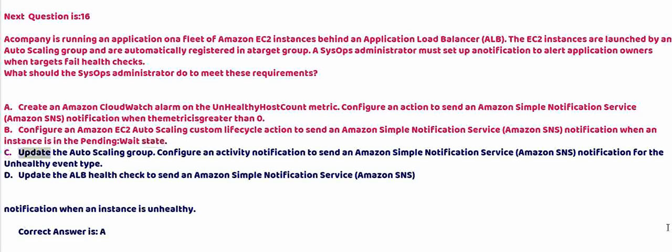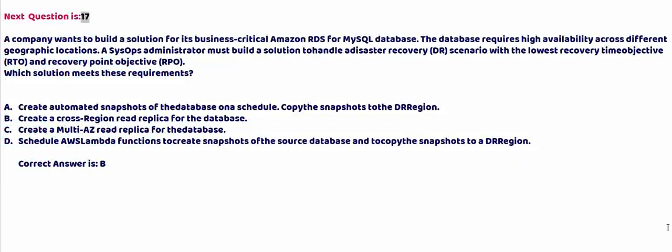C. Update the Auto Scaling group. Configure an activity notification to send an Amazon SNS notification for the unhealthy event type. D. Update the ALB health check to send an Amazon SNS notification when an instance is unhealthy. Correct answer is A.